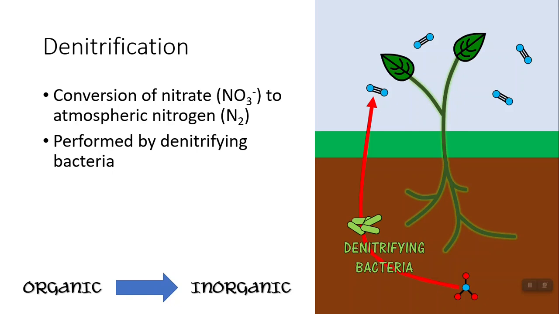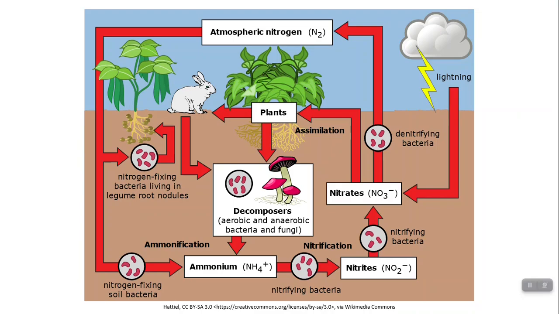If this didn't happen, all the nitrogen on the planet would eventually be taken up into living things or be in the soil, and it would reduce the volume of the atmosphere, which wouldn't be good. So here's the nitrogen cycle as a whole. So let's look at some specific parts.